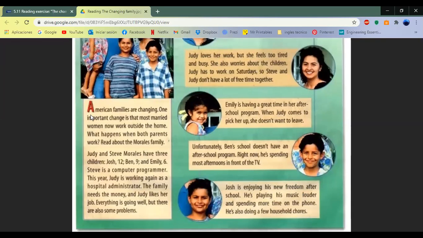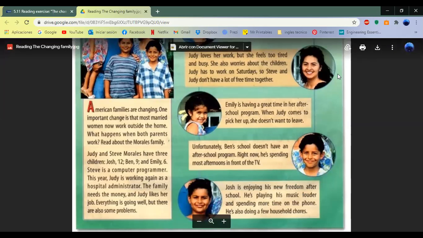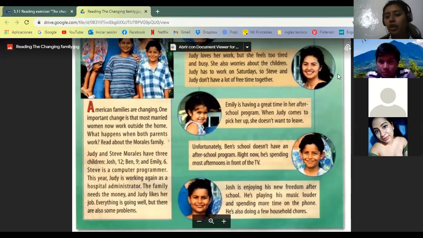American families are changing. One important change is that most married women now work outside the home. What happens when both parents work? Read about the Morales family. Thank you. Continue, Beatriz.